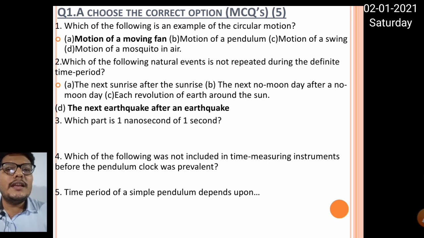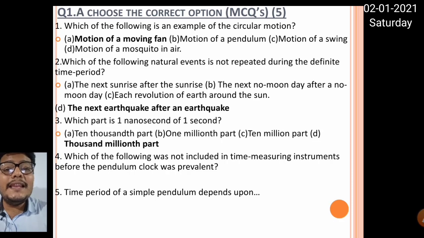Okay, see the third one. Which part of 1 second is 1 nanosecond? So that is the thousandth millionth part, right? 1 nanosecond means it is the thousandth millionth part of 1 second.